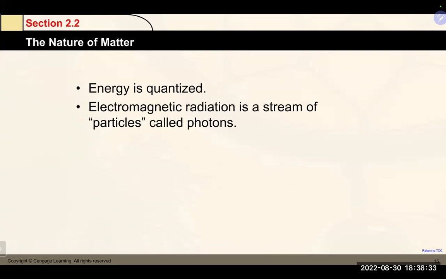So energy is quantized, and electromagnetic radiation is basically a stream of particles, which are sometimes referred to as photons. A big overarching idea in this chapter is that particles can behave like waves, and waves have particle-like function, the dual nature of light. This relates to an electron, which is a particle, so it can have some wave-like function, which we'll talk about a little later in this chapter.